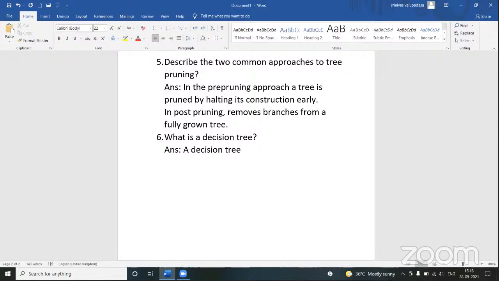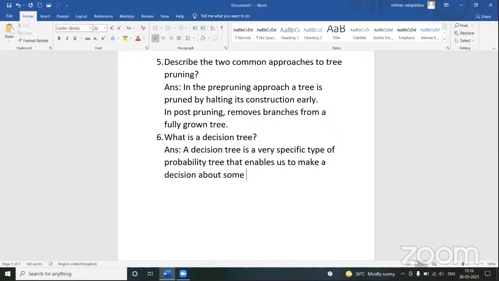A decision tree is a very specific type of probability tree that enables us to make a decision about some kind of process. This is decision tree.